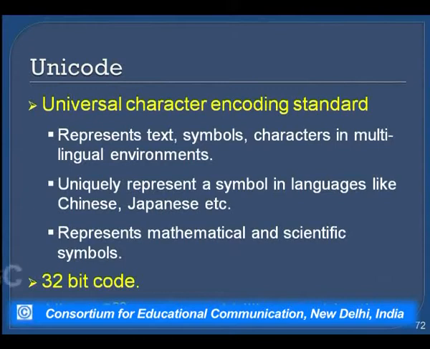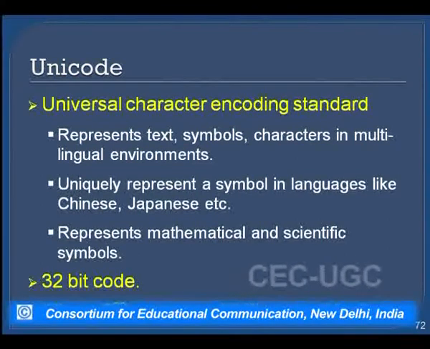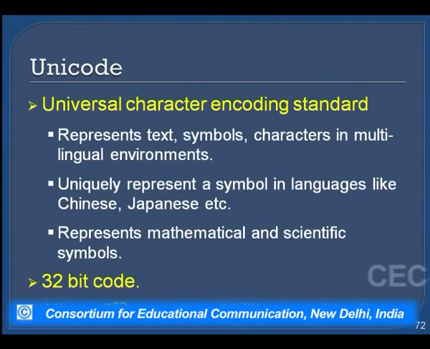Next is the Unicode. Unicode is a relatively new standard, a universal character encoding standard. The problem with ASCII and EBCDIC was that the maximum number of symbols that you could represent was 256. There are so many languages, each language has many different kinds of symbols, and they all have to be represented uniquely. So, those coding schemes were not sufficient for that.